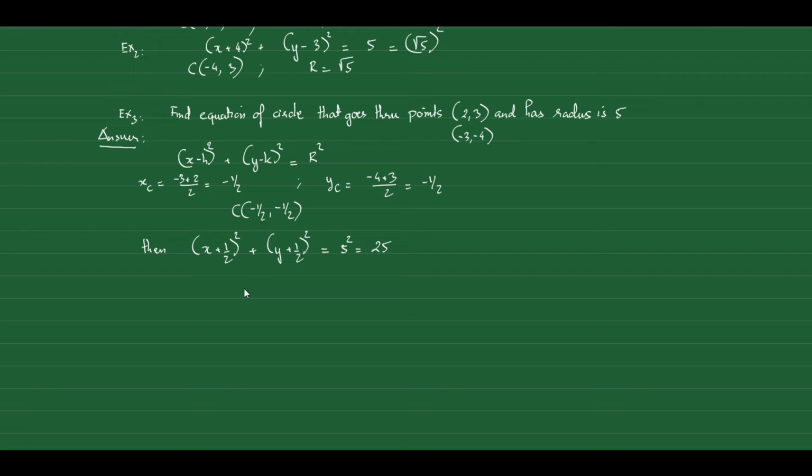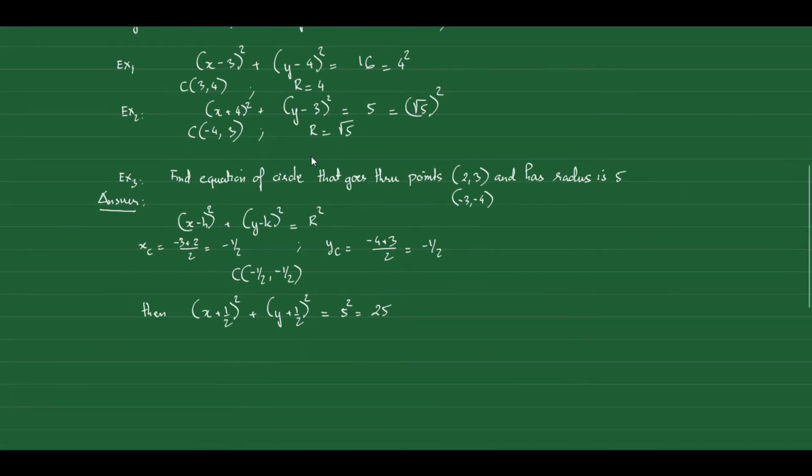If they give you the center and the radius right away, that's even easier, because all you have to do is just go ahead and plug in the center and the radius. Then you're done. Okay. So that's the first form. Now the second form.